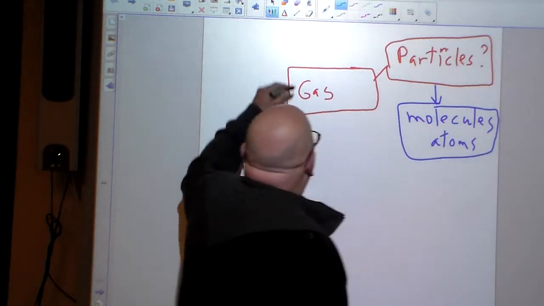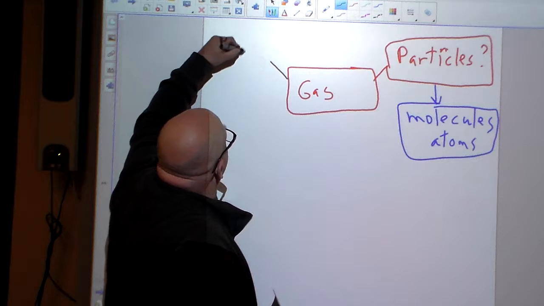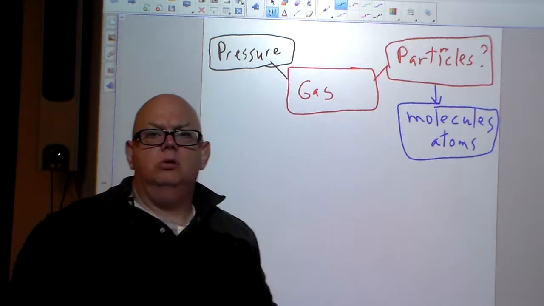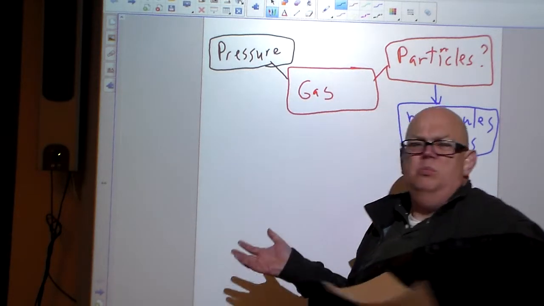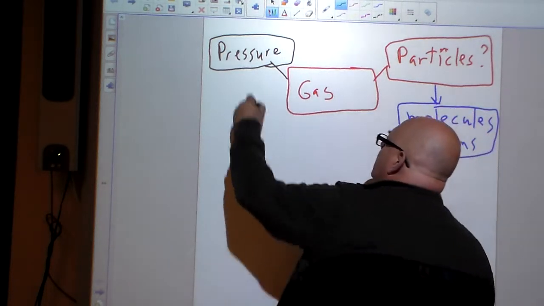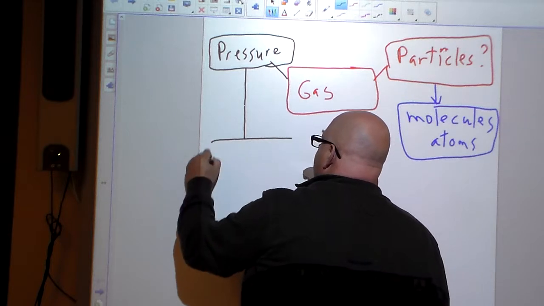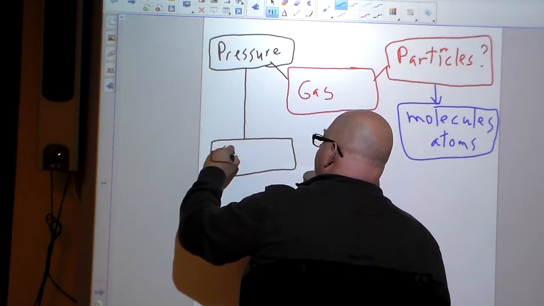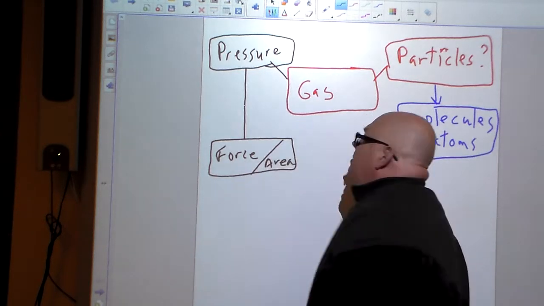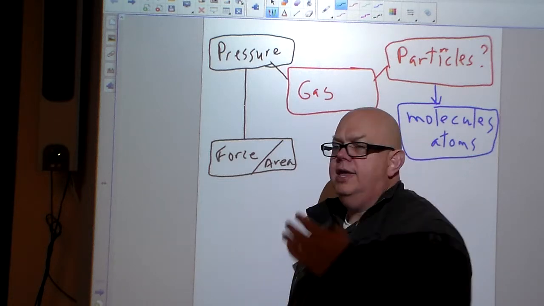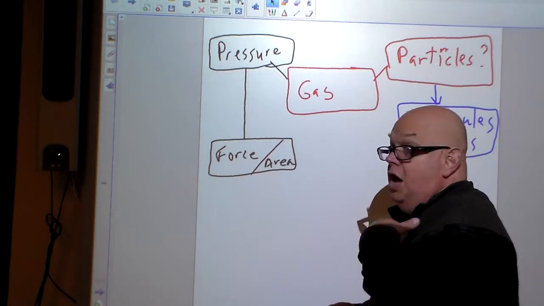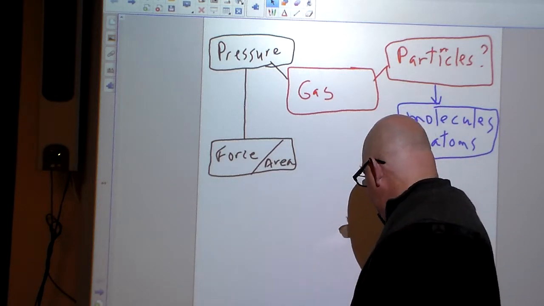Now, of course, the thing about gas is that there's also something called pressure. That's a pretty important thing when you're looking at gases. So the question is, what is pressure? If you stop and think about it, pressure is a force over an area. Gas puts pressure on a wall, on a container, on us, and that's force over area.